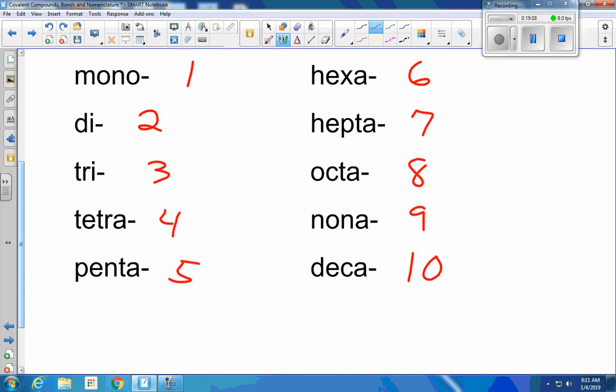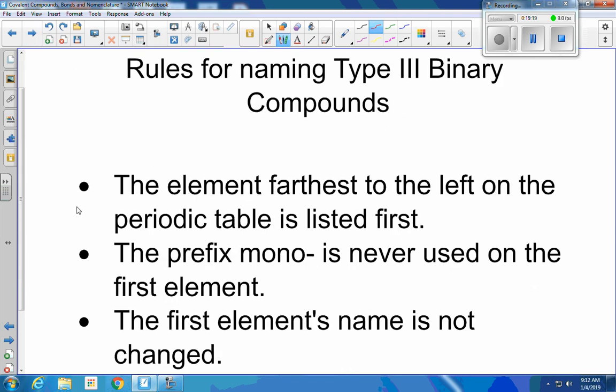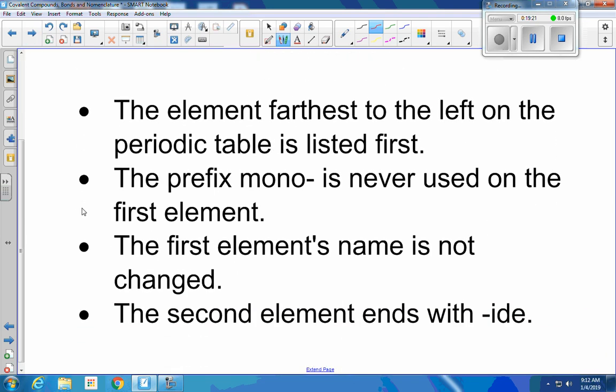Okay, now, you are going to have to know these. On Monday, I'm going to have you put this on an index card. All right? Now, let's go to this. The naming process is fairly simple. Let's go to the rules here.